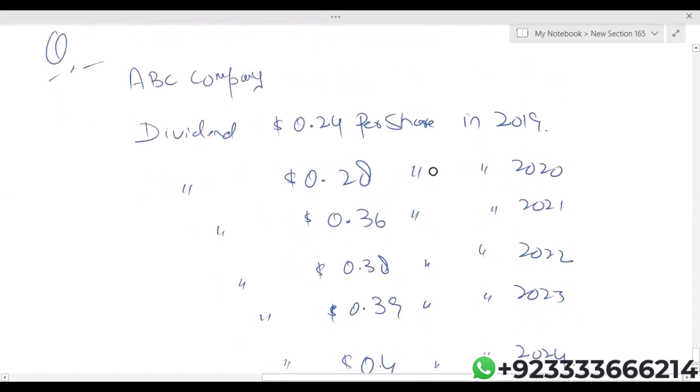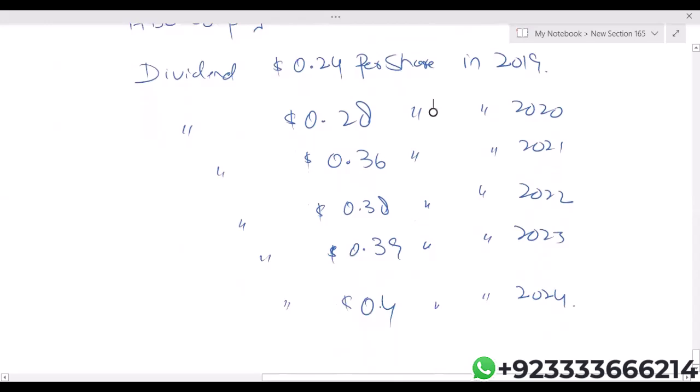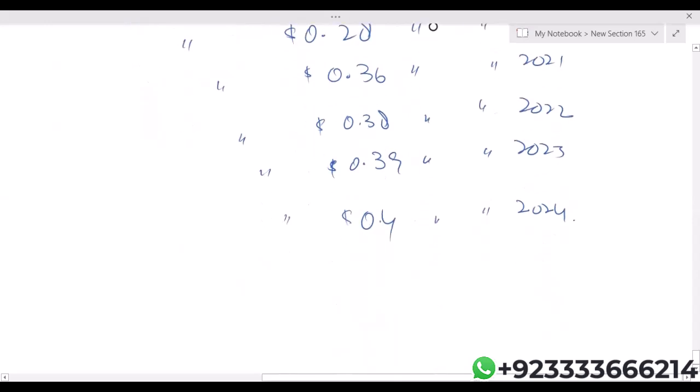Now look at this. The examiner has given you the information of the number of dividends, and the current share price.